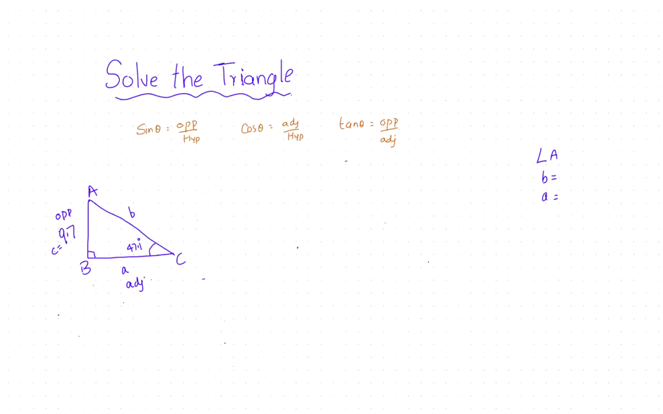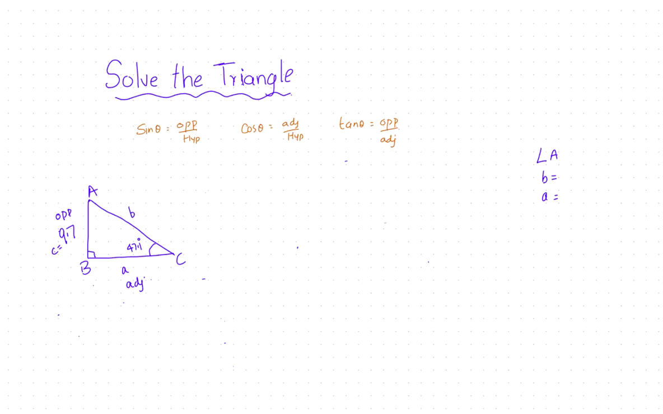In this video, we'll solve the triangle. If you know the three sides and three angles, the triangle is solved. So in this ABC triangle, angle C is given 47.1 and side C is 9.7. We have to find angle A and side B.